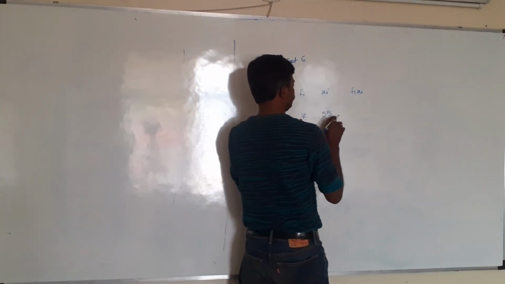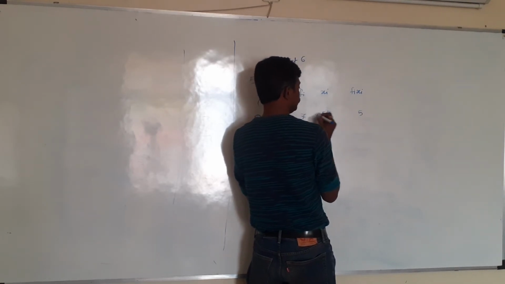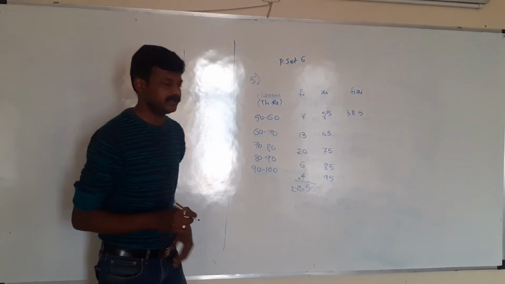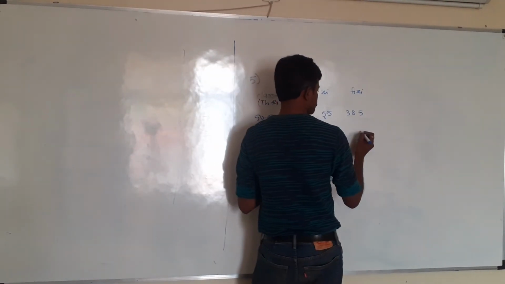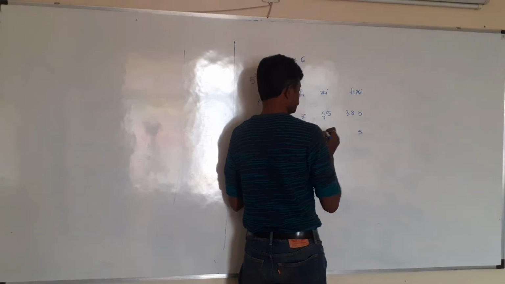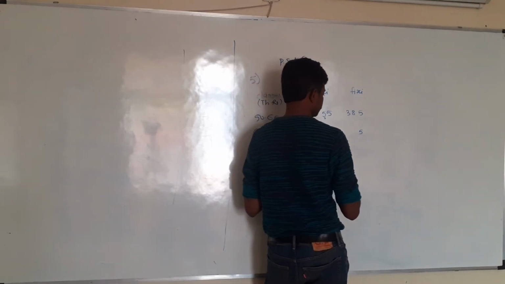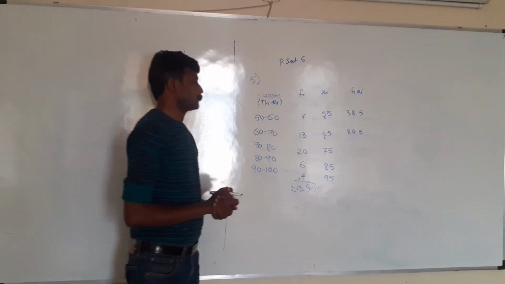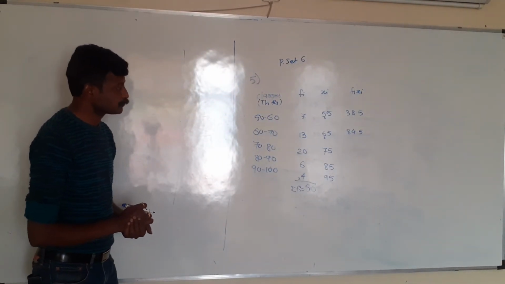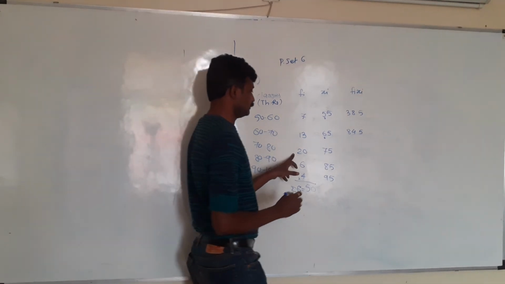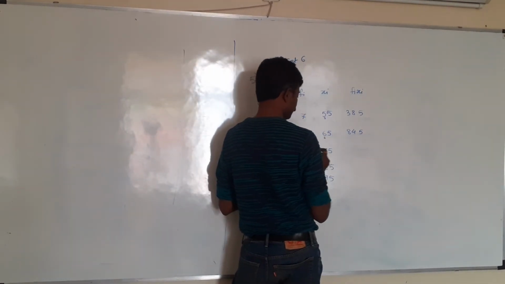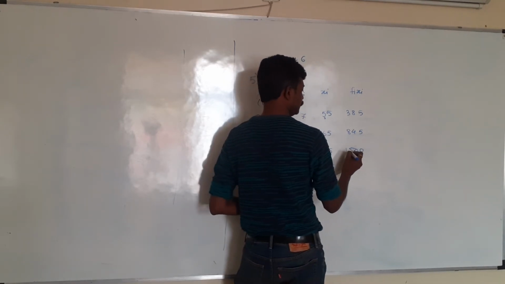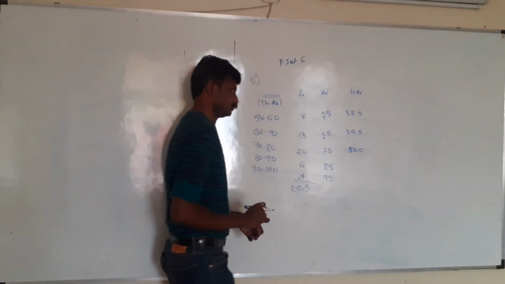7 into 55. 7 5s are 35. Carry 3. 7 5s are 35 plus 3, 38. First product 385. Next, 5 carry 6. 13 6s are 78. 78 plus 6, it gives 84. Next 20 into 75. 2 75s are 150. 150 and this 0, 150 and additional 0, so it will be a 4 digit number, 1500.